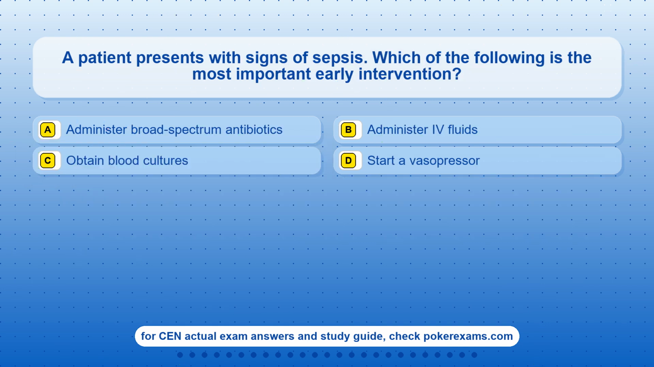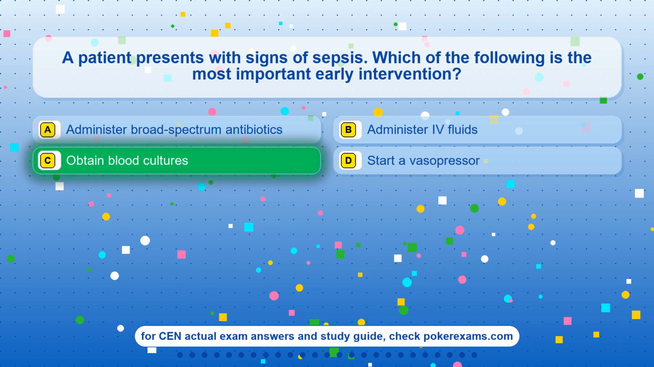Question 11. A patient presents with signs of sepsis. Which of the following is the most important early intervention? Option A, administer broad-spectrum antibiotics. Option B, administer IV fluids. Option C, obtain blood cultures. Option D, start a vasopressor.